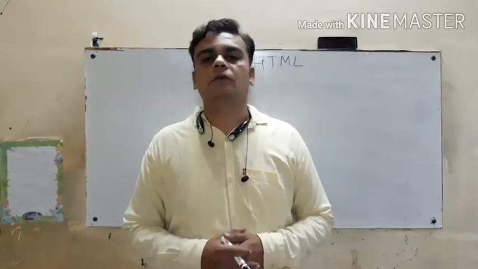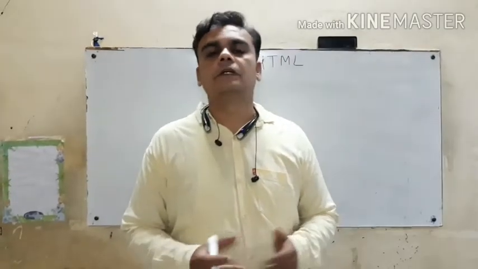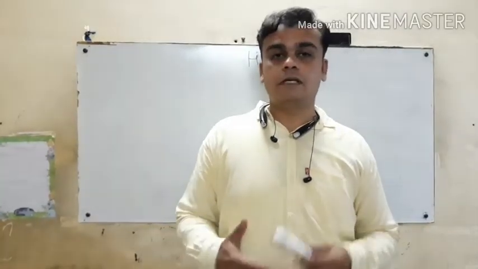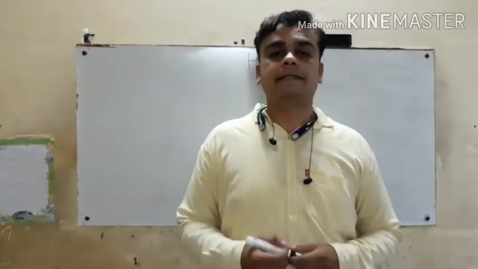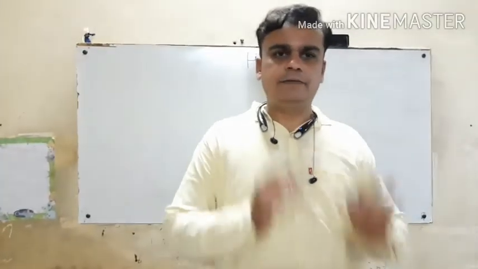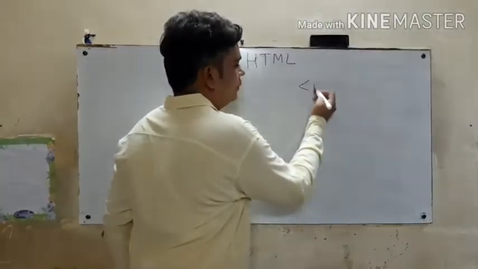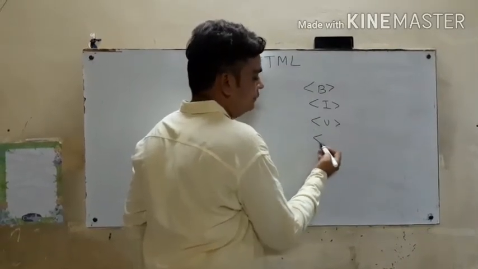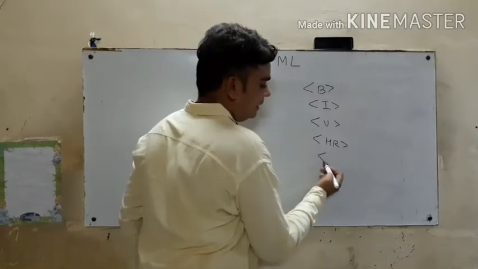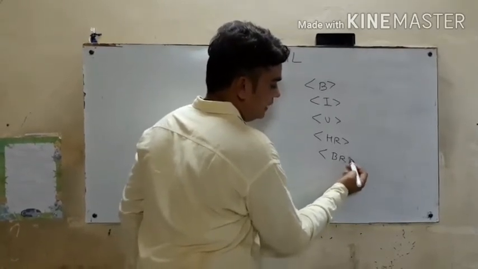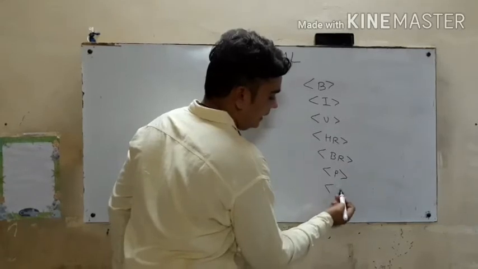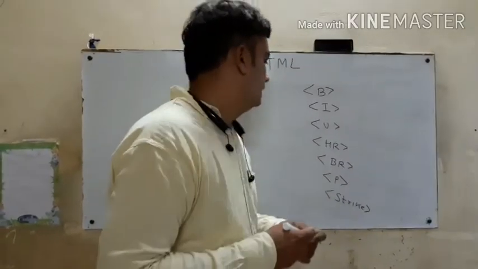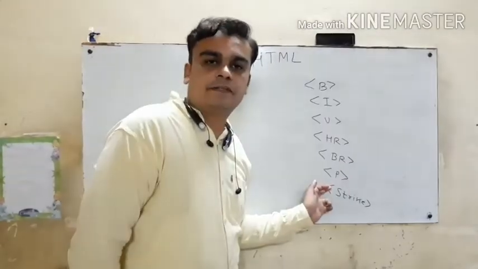So today is our third session. In previous session we have discussed how to write HTML programs and we studied so many tags. So which tags we have discussed? Let's take the revision. First of all we discussed B tag, then I tag, U tag, thereafter HR tag, then BR tag, P tag and strike tag. So these many tags we have discussed in previous session.